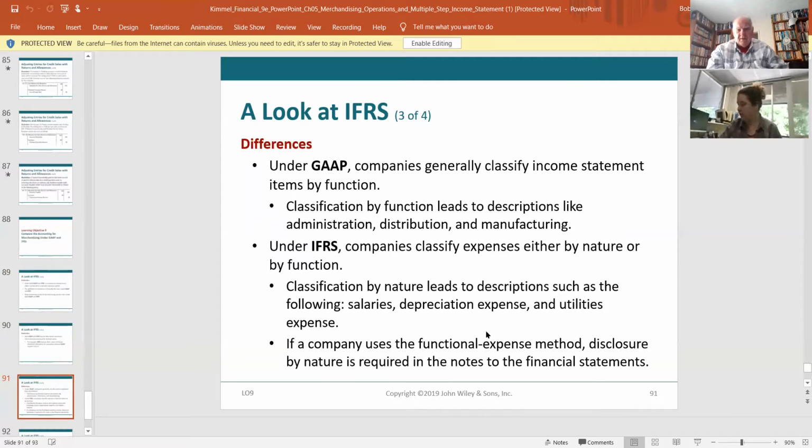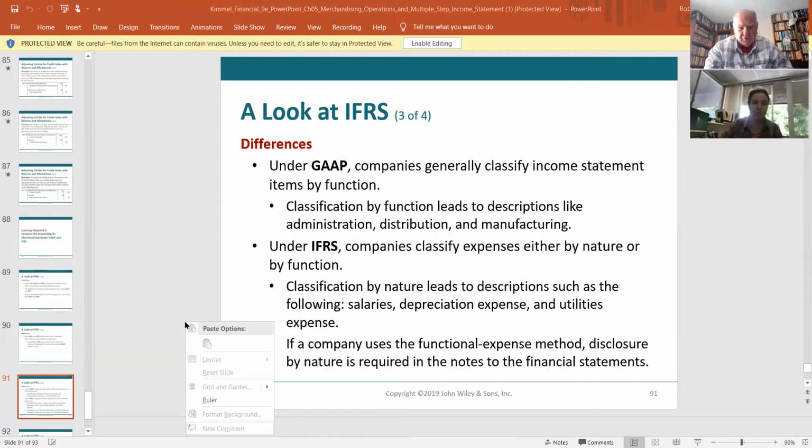Under GAAP, we classify income statements by function, like administration, distribution. Under IFRS, they do it by different things. Classification leads, they do it by nature or by function. If a company uses the functional expense method, a lot of disclosure is required. That's the only thing I'm ever going to talk about in terms of international, GAAP and IFRS. So that concludes our discussion.